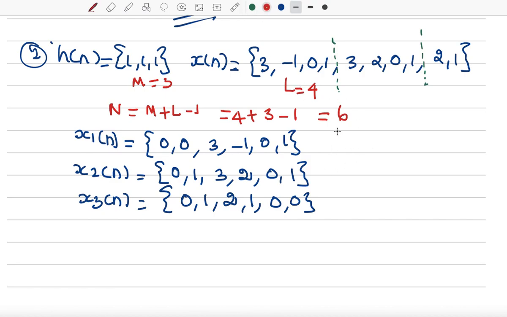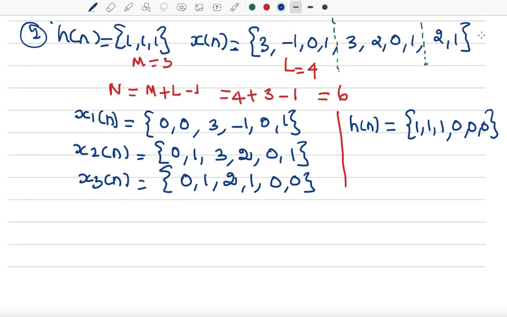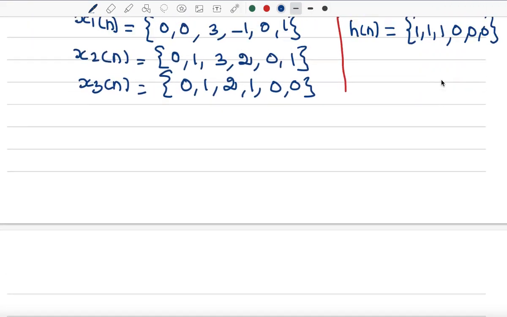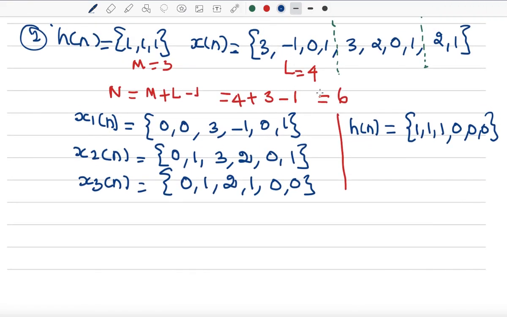Similarly, what we want to do? We want to make the impulse sequence, that is h of n, also have length 6. So 1 1 1, we want to append 3 zeros. So this is the new length. The next step, we want to perform convolution between these two and these two.